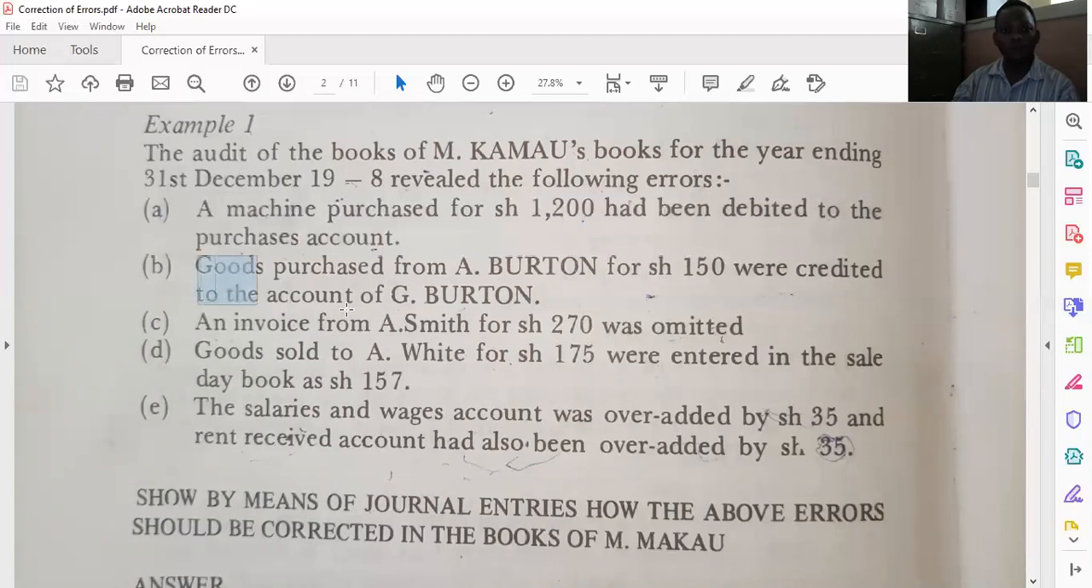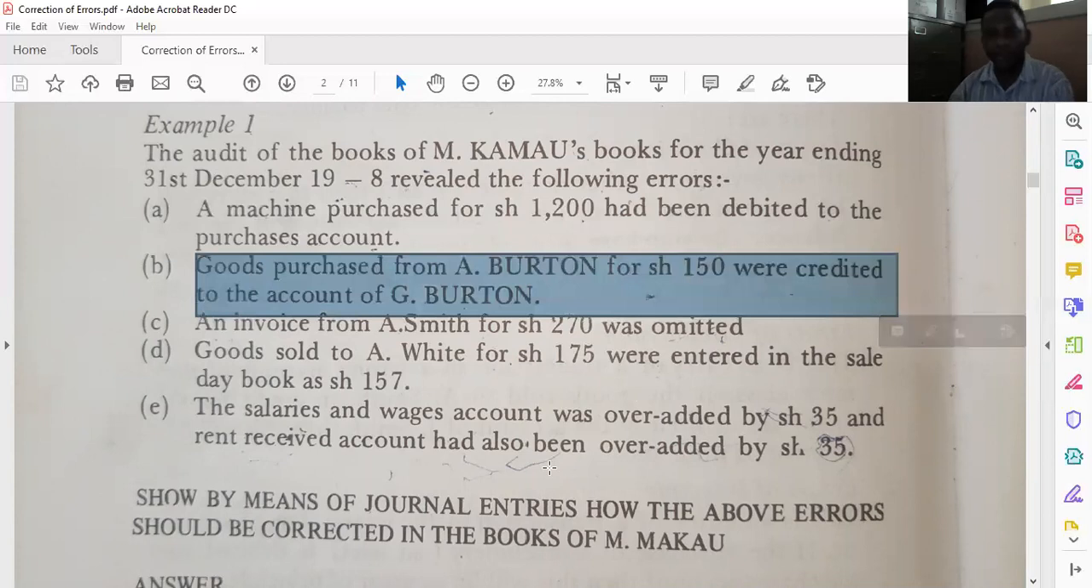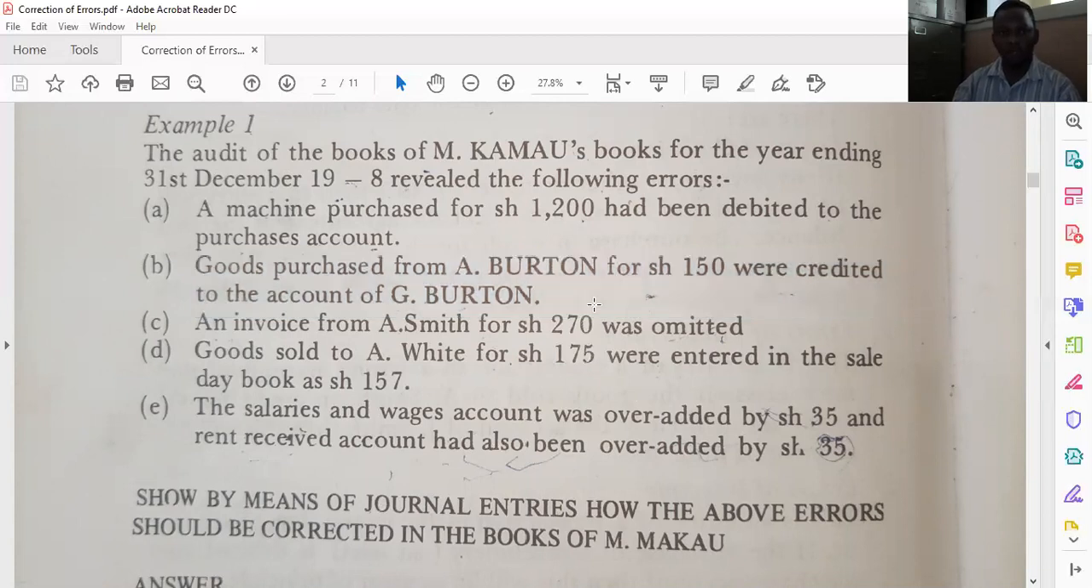Number two, goods purchased from A Barton for 150 shillings were credited to the account of J Barton. This is another error, an error of commission, whereby we posted to the wrong account of the same class. We should have credited the account of A Barton, but we have wrongly credited the account of G Barton. So still we have a credit of 150.